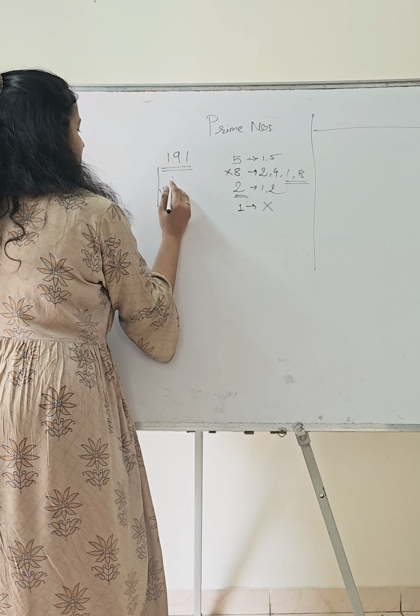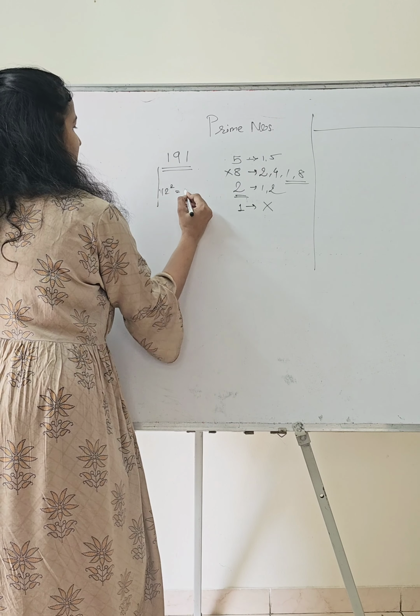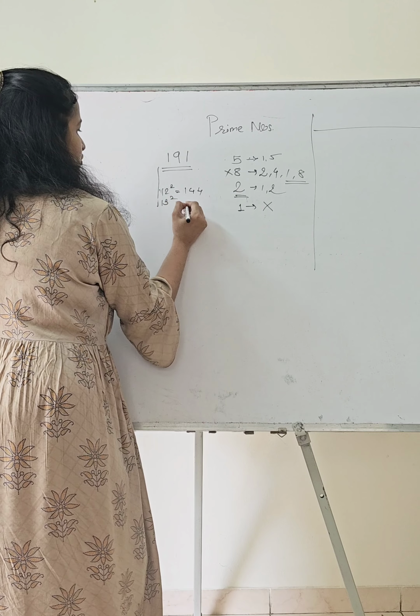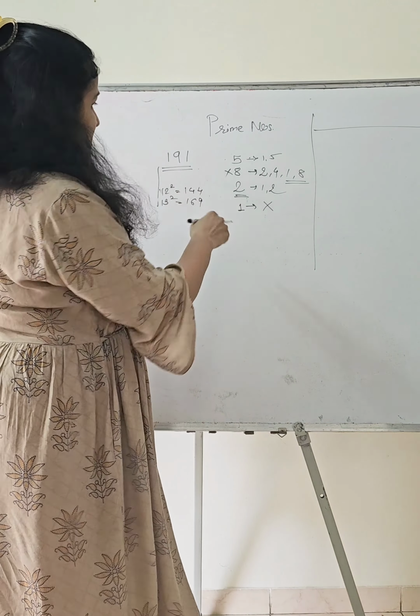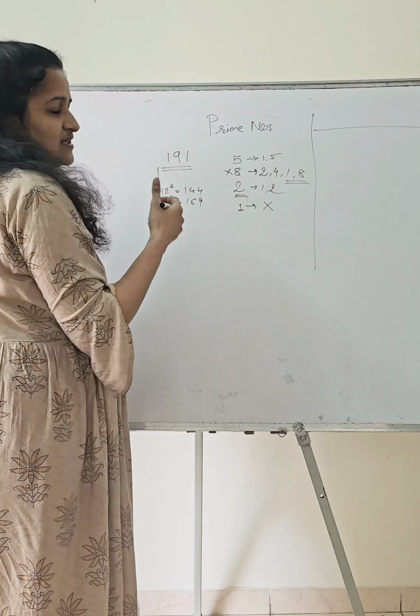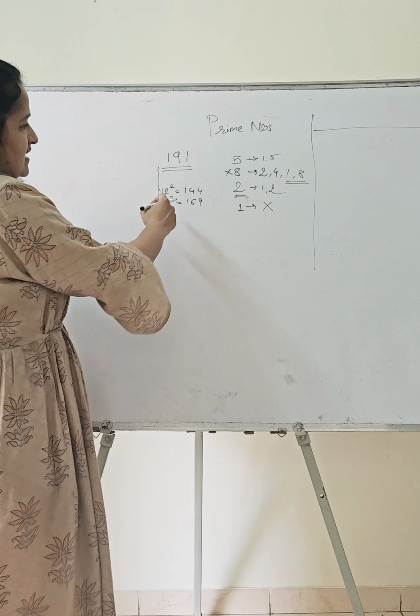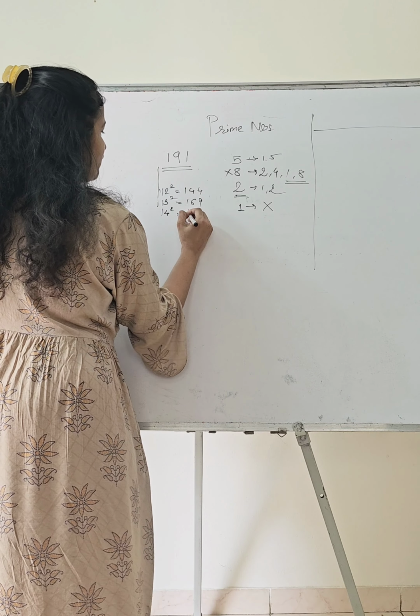What is the square of 12? 144, right? Square of 13, 169. For this you need these squares to be very handy, right? Those come by practice and there are some tricks I'll explain in another video. Square of 14, 196, right?